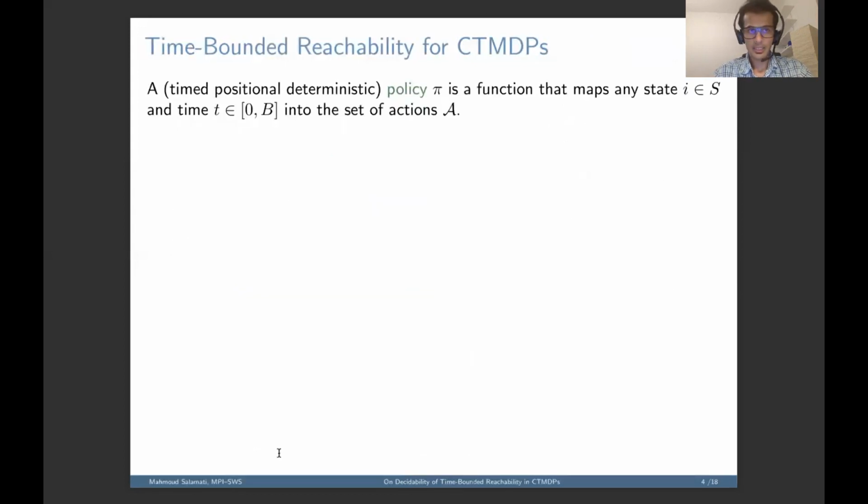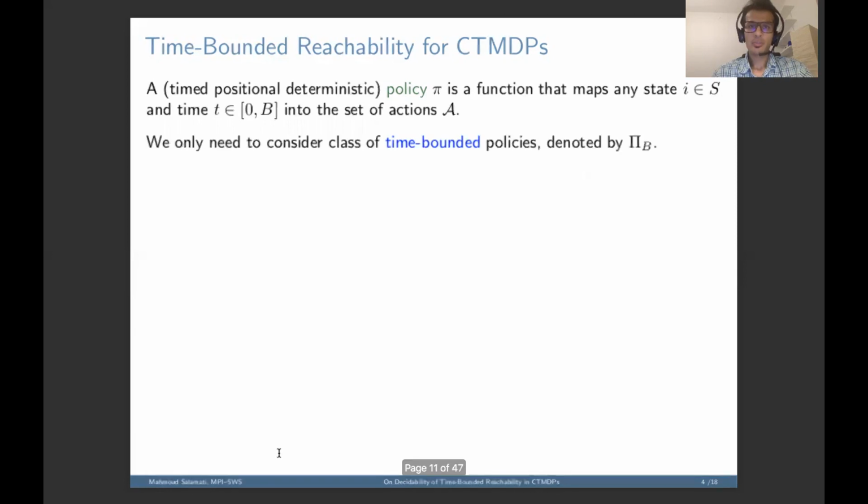Another important concept for CTMDPs is policy. A time positional deterministic policy is a function that at any state maps the timeline into the set of actions. In this work, we only consider time-bounded policies because we are considering time-bounded problems.